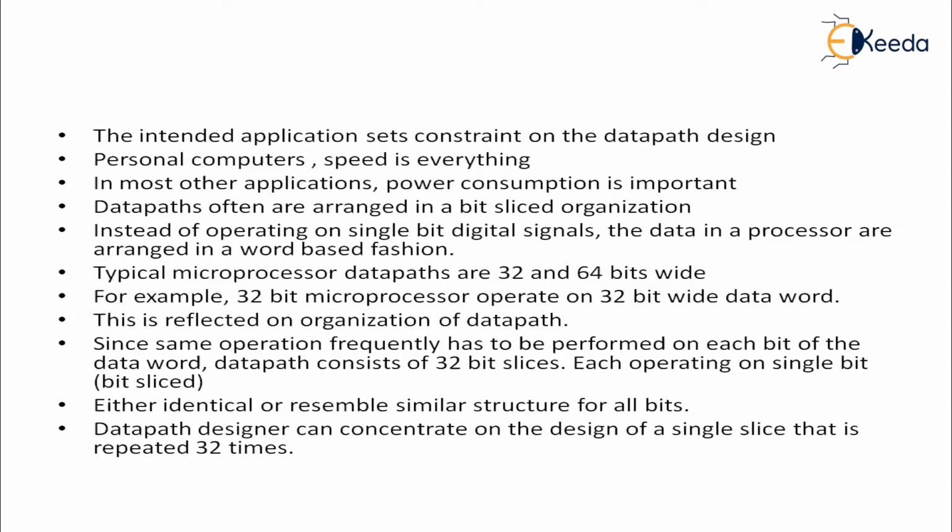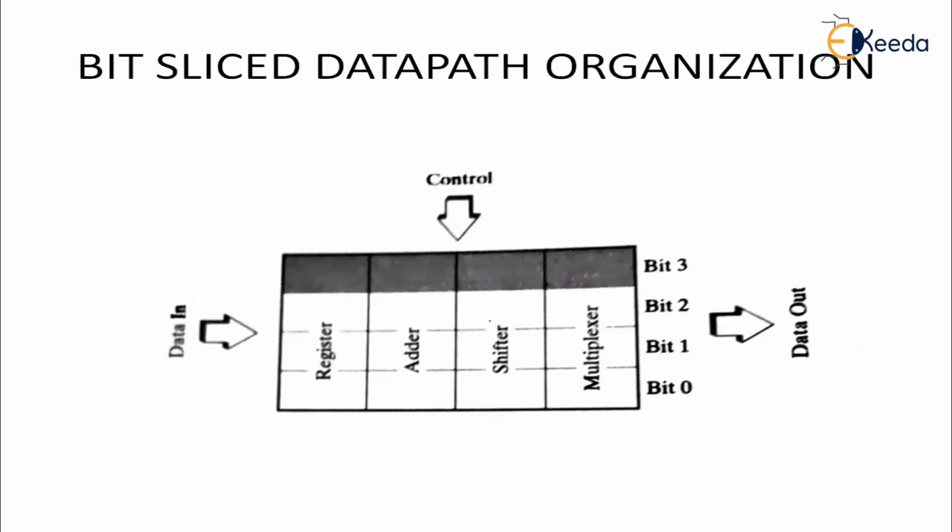The data path designer will be concentrating on the design of a single slice. Consider there are 32-bit words and I'm going to perform a 32-bit addition. The first bit, the addition will be performed, and again the second bit will be doing the same operation, the third bit will be doing the same operation. So the designer will concentrate on the design of a single slice that is repeated 32 times. Here the data is coming, control will be given and the data is passing. This is a bit sliced data path organization.